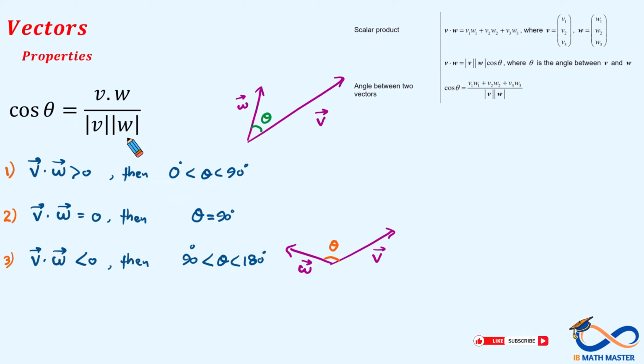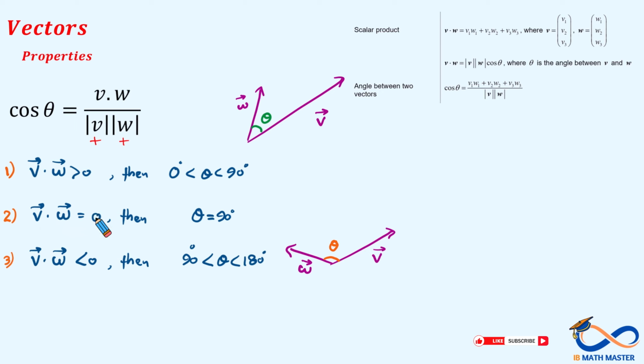So here, as you see in the fraction, the magnitude is a length, which is always positive. So if the scalar product here is also positive, then the entire fraction will be positive, and then cosine of the angle will be positive, which means that the angle will be in the first quadrant between 0 and 90 degrees. Now, what if the scalar product is 0?